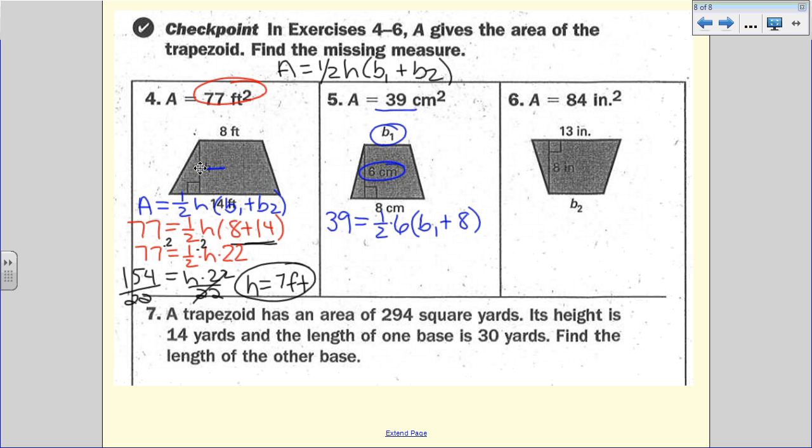So now we're going to go through the steps that we did. Multiply by 2 to get rid of that fraction. So we're going to have 78 is equal to 6 times B1 plus 8. We said divide by 6. And 78 divided by 6 is going to give me 13 is equal to base 1 plus 8. And now we're using our algebra. We undo adding by subtracting. So we're going to minus 8. I'm running out of a little bit of room here. But it says B1 is equal to 13 minus 8 is 5. Get your label in there. And that's 5 centimeters.